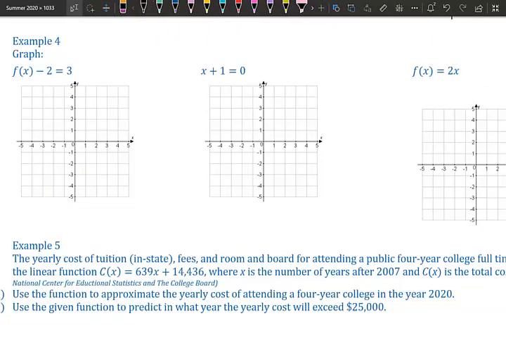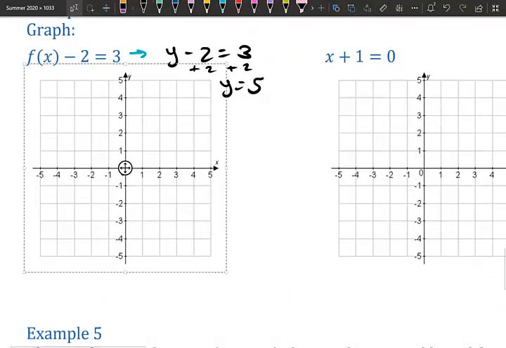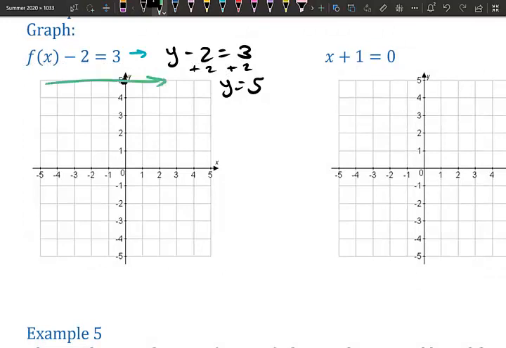So we have f of x minus 2 equals 3. That's the same thing as y minus 2 equals 3. So let's solve for the variable, add 2. We get y equals 5. So this is a special line because it's variable equals number. So I'm going to go to where y is 5, and I'm going to draw a line through the axis.